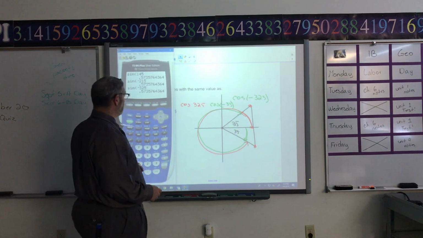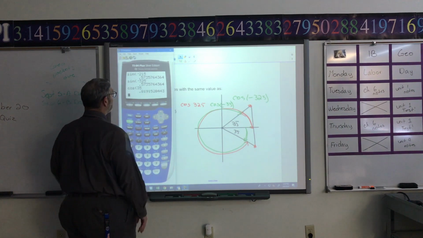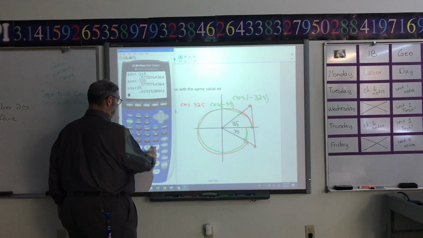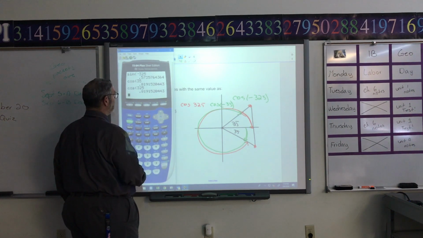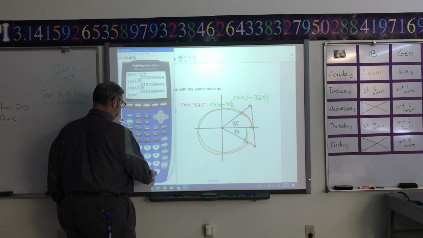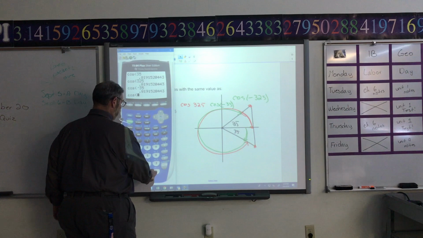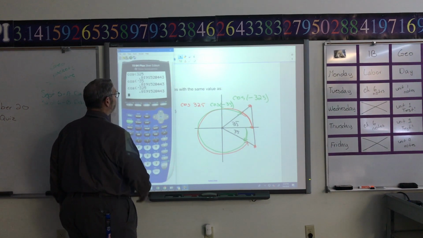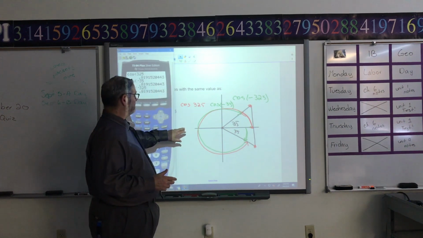And just like I did with sine, I'm going to do the same with cosine. So cosine of 35 is going to give me 0.8191. Cosine of 325, 0.8191. The cosine of negative 35, 0.8191, and the cosine of negative 325, 0.8191. So they're all going to be the same. And the same for tangent.